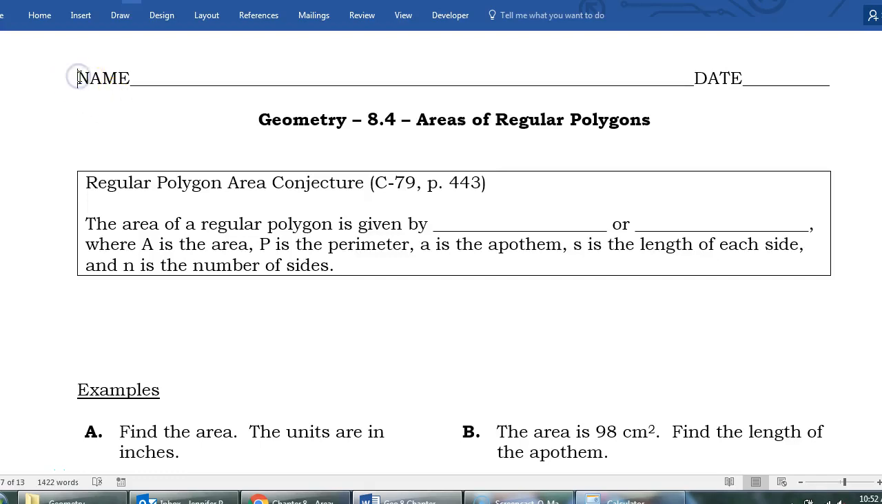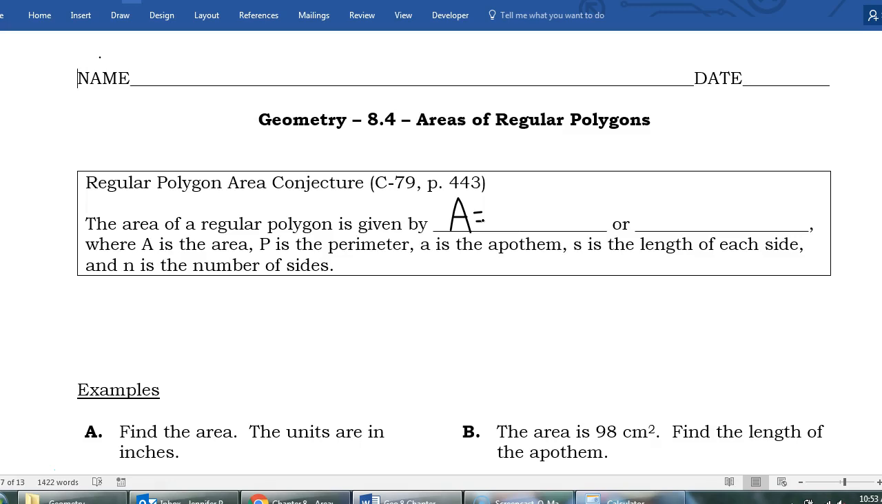This is lesson 8.4, areas of regular polygons. So we have a formula to calculate the area of any regular polygon. That would technically work for squares, but you'd probably just use base times height for a square. It also works for regular pentagons, regular hexagons, heptagons, octagons, nonagons, decagons, all of our agon shapes where we have equal sides all the way around.